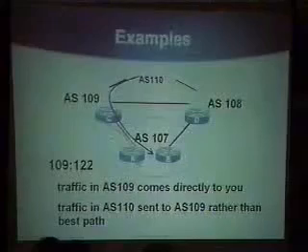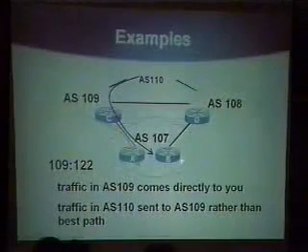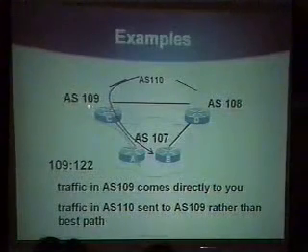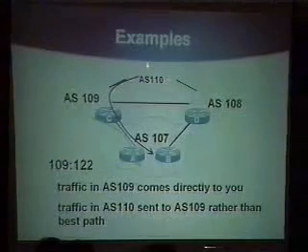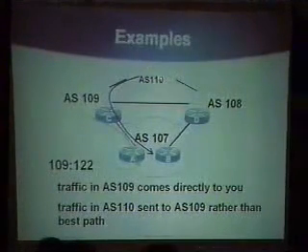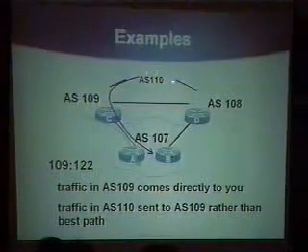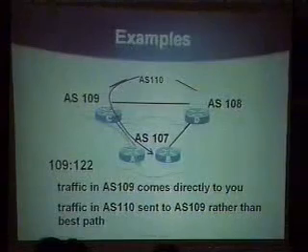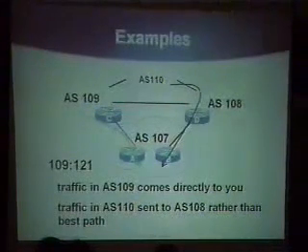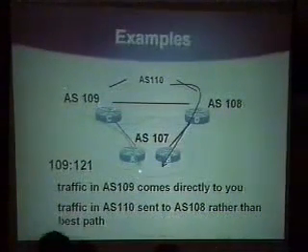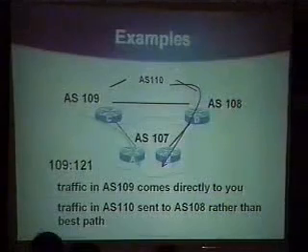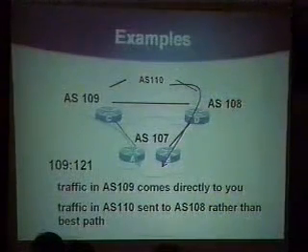So, examples. This one's a bit strange: 109:122. If 107 sends this to 109, it means he sets a high local preference here, but he also sends a high local preference to AS110. So traffic from 110 and 109 to 107 all goes through that link. Okay, I've seen that one. This one's a bit bizarre. High local preference there, but he makes it low going up to 110, so the preferred path goes around that way. You may want to do this.